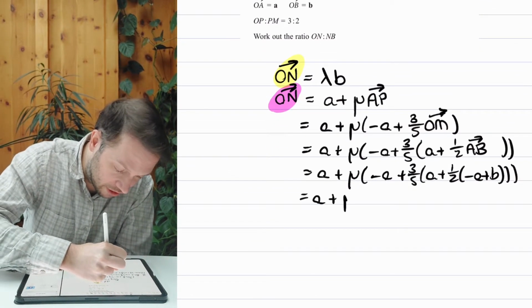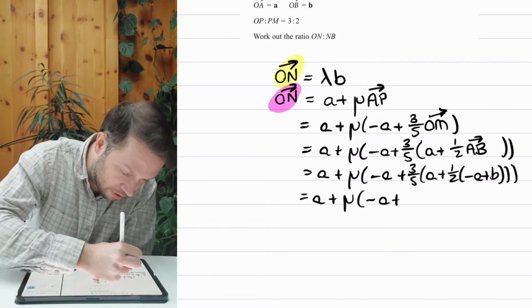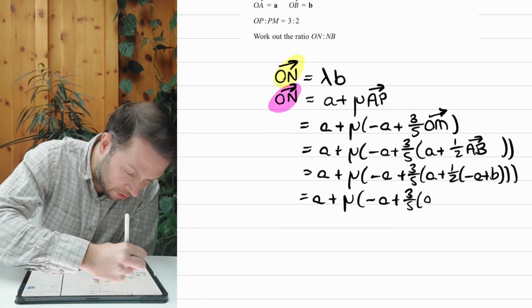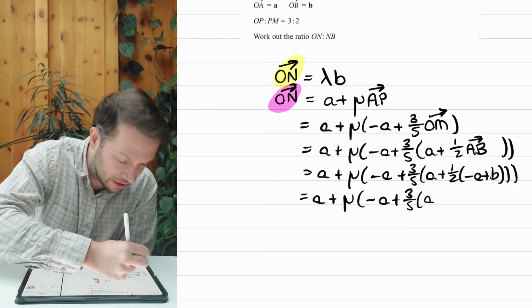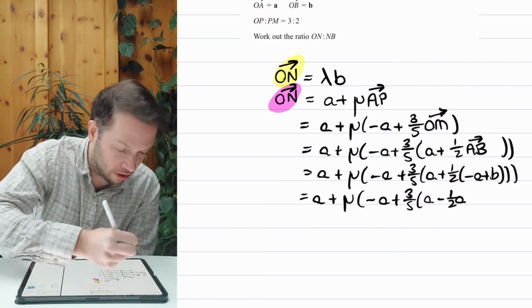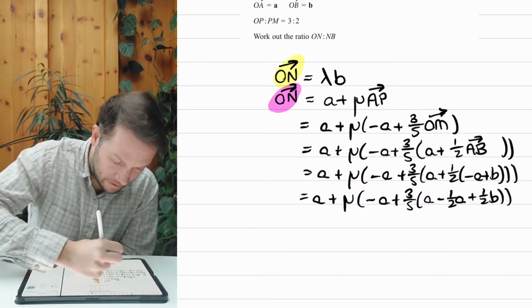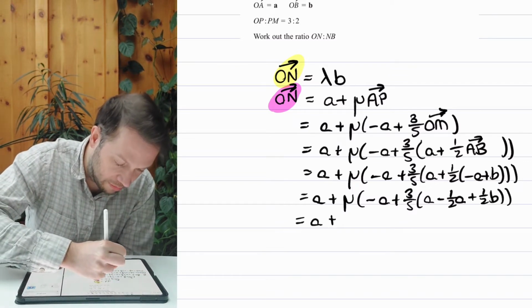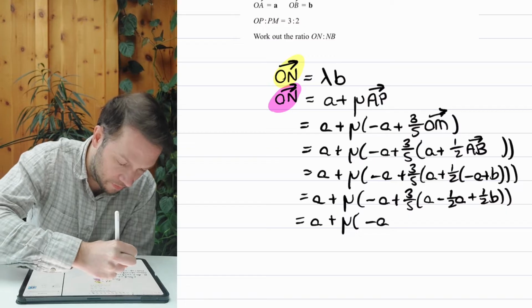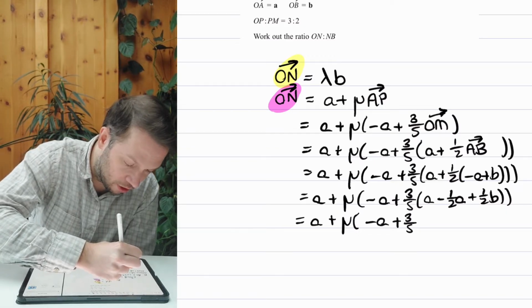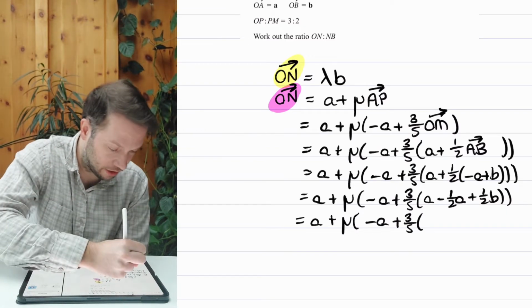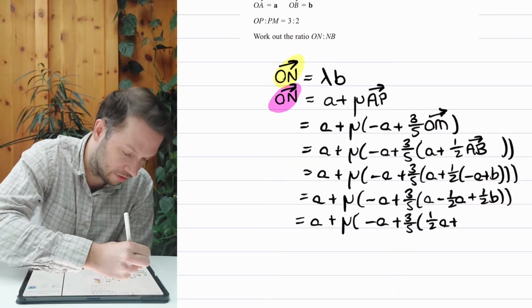So let's just expand out the inner bracket first. So we've got a, half times minus a is minus half a, and half times b is plus half b. And then let's just collect like terms inside that bracket. So we've got a minus half a is half a. So we've got half a plus half b.